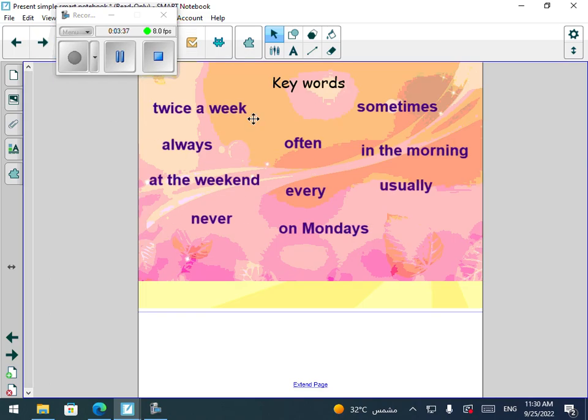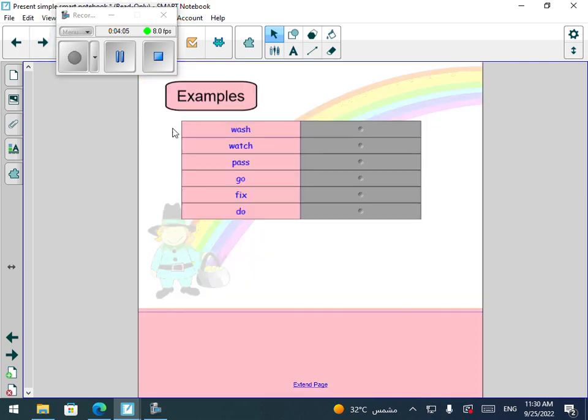Okay, let's go ahead. What are the keywords? If I see one of these keywords, or the usage, of course, as we said in the beginning, I'm going to use the present simple: twice a week, always, at the weekend, never, often, every, on Mondays, sometimes, in the morning, usually. These are the keywords. If I see one of them, I will use the present simple.